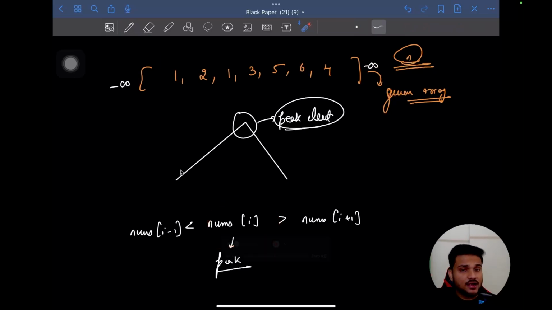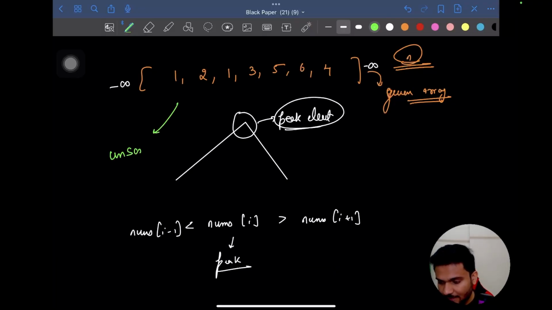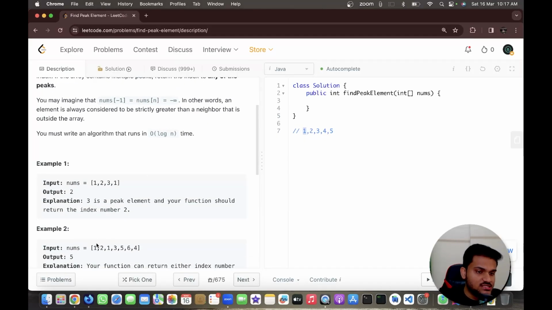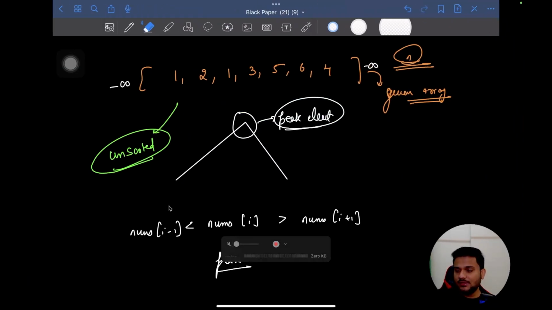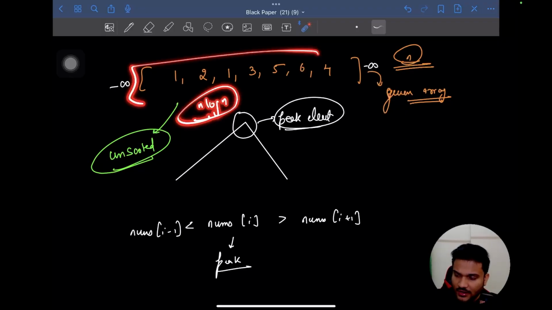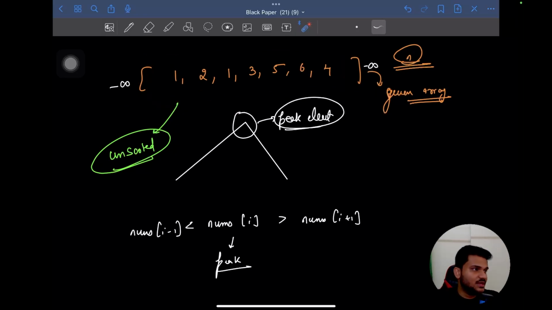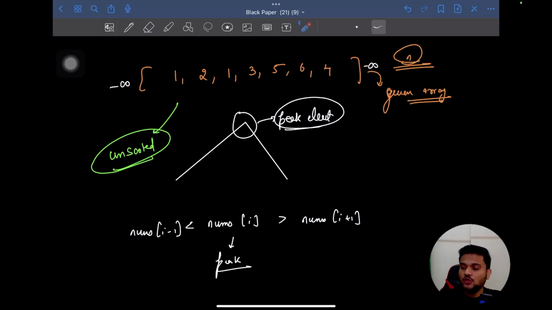Now, an interesting part about this whole question is that the given array is unsorted. There is no information about whether the array is sorted or not, and you can see in the examples also it's an unsorted array, and you cannot apply any sorting algorithm. For example, if you apply a sorting algorithm like merge sort or quick sort, it will take n log n time, right? That is more than the expected time complexity of log n. So you need to solve this question in log n time complexity, and that is why you cannot manually sort this array. So in this unsorted situation, you need to find a peak element.